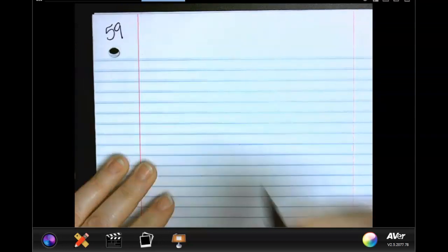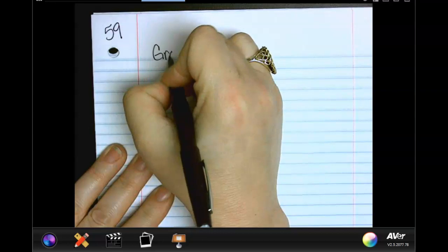Okay, so this is going on page 59. And we're going to title this Graphing Rationals.